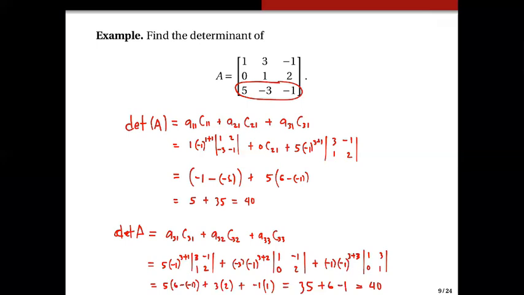So choose whatever column or whatever row you want to determine the determinant of the matrix. You should get the same answer. Now, as a tip, try to choose a row or a column that contains many zeros. Just like this column here, on this entry we have 0. It's multiplied by whatever number C21 is, and it's still 0. So in that sense, you are reducing the number of computations.